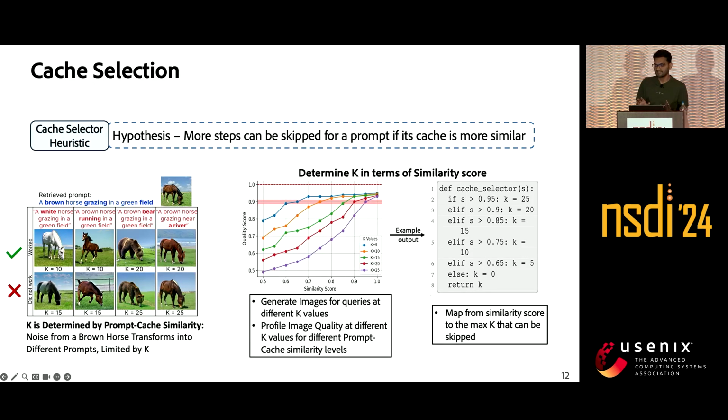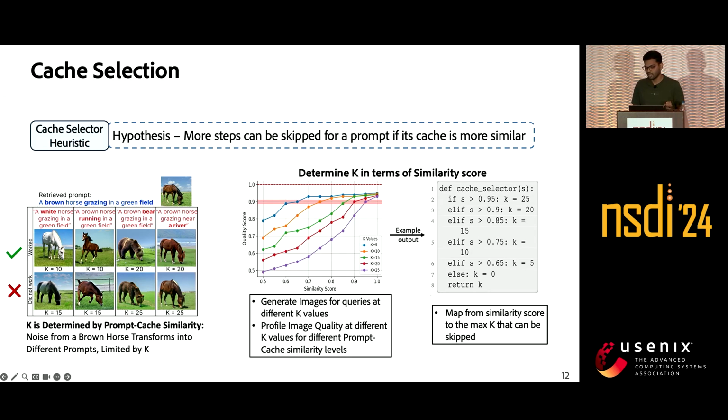For this, we now design a cache selection mechanism. So let us see this example. Here we use the intermediate noise from the image where a brown horse is grazing in a green field. We use the noise at different k's for a set of new prompts which are different in certain aspects from this cache prompt. We observe that depending on how similar the cache and the query prompts are, certain maximum k works, beyond which the model fails to generate coherent images. For example, white horse generates till k equals 10 and fails beyond that. However, a bear can be formed till k equals 20.